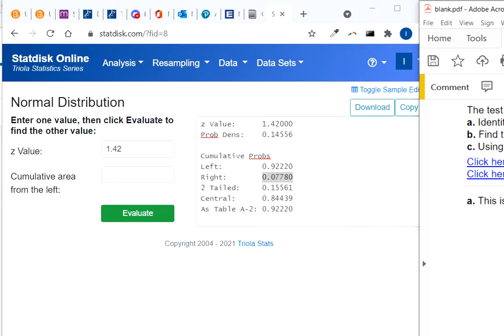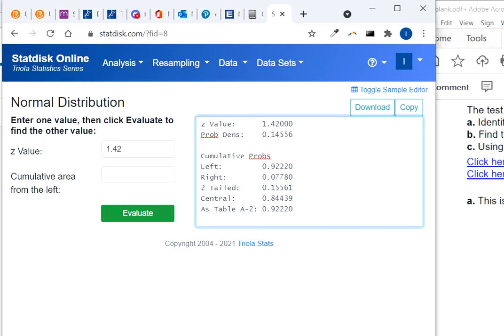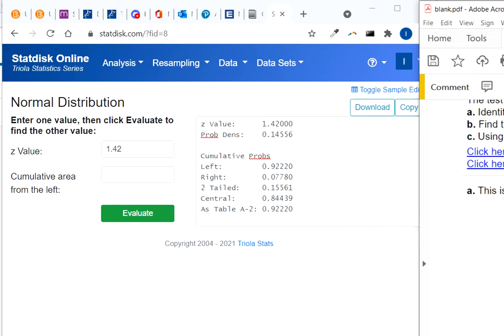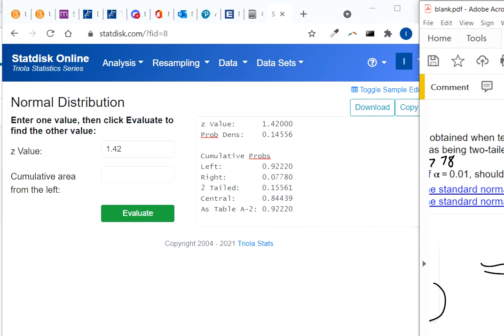The p-value for this test is 0.0778, because that's the right-tailed area. That's how much area is over here, 0.0778. So like 7.78%. And if we have a rejection significance level of 0.01, our p-value isn't low enough to reject the null hypothesis.